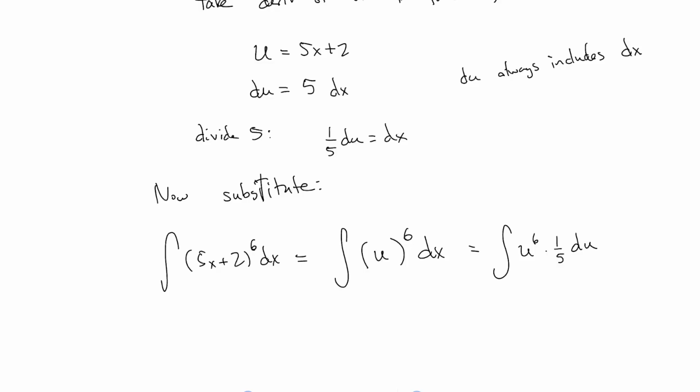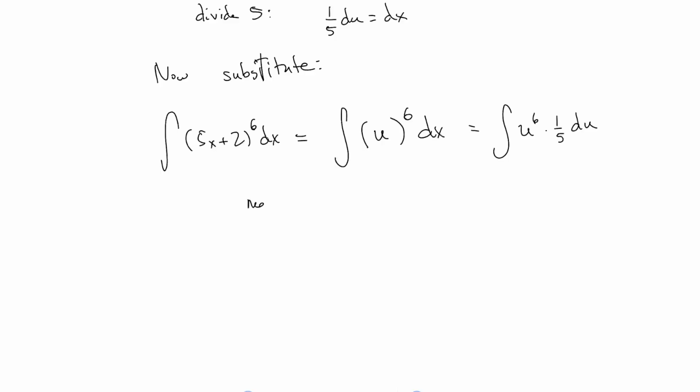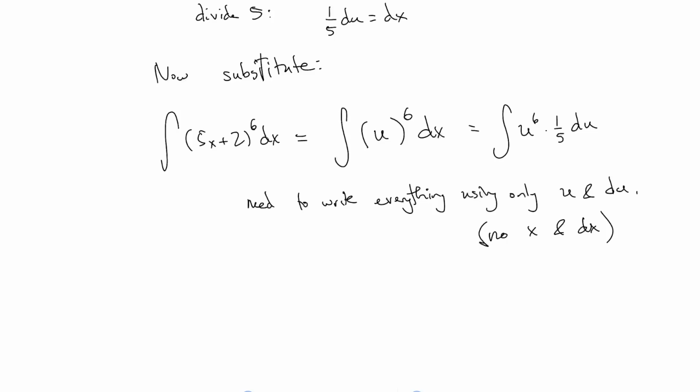This is the u substitution. So the goal here is we need to write everything using only u and du, no x and dx, all right? So we replace the 5x + 2 with a u, and I replace the dx with a 1/5 du, all right? And now this is an integral that we can do.